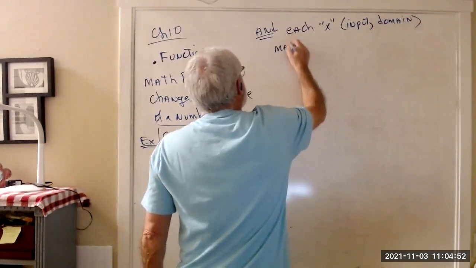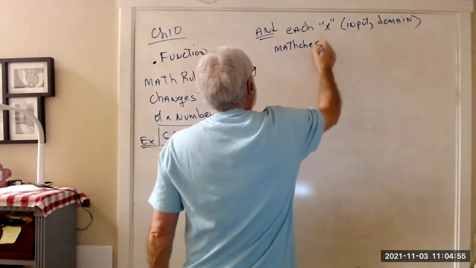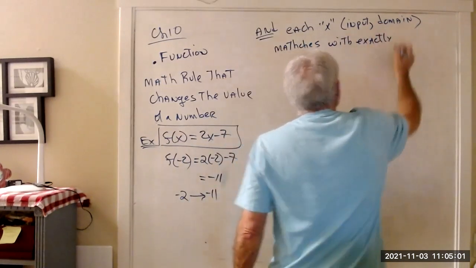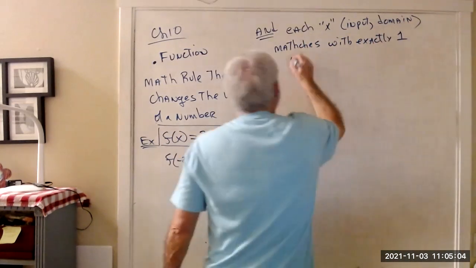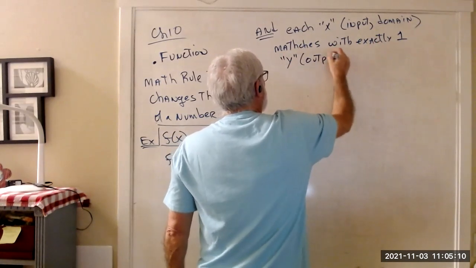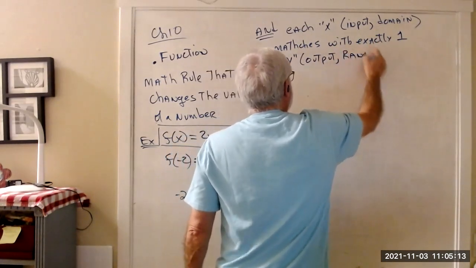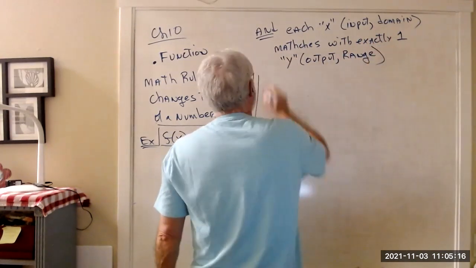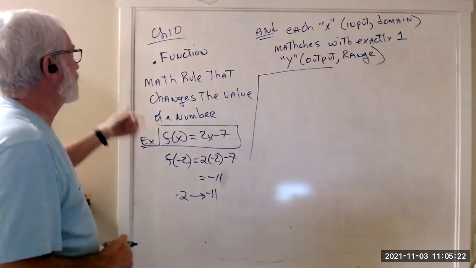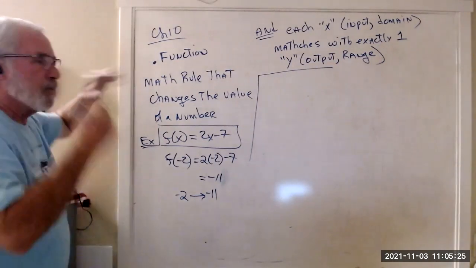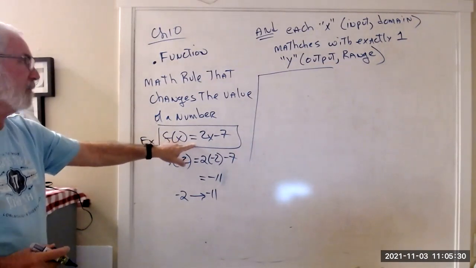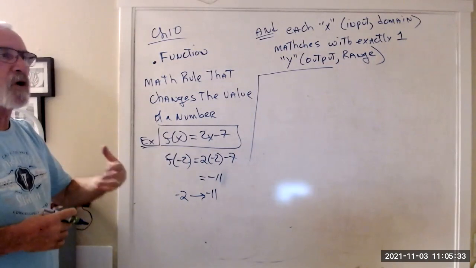matches with exactly one y value, which we call the output or the range. I will explain all of this. Our definition of a function is going to get more and more sophisticated as we go through chapter 10. Its basic idea is it's a math rule. But it's stronger than that.